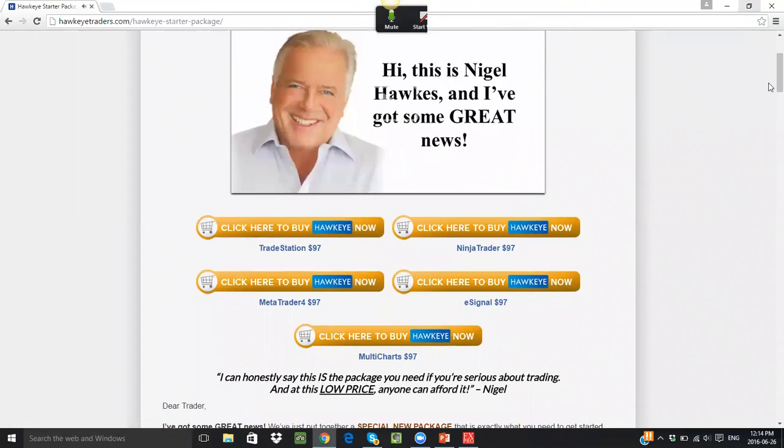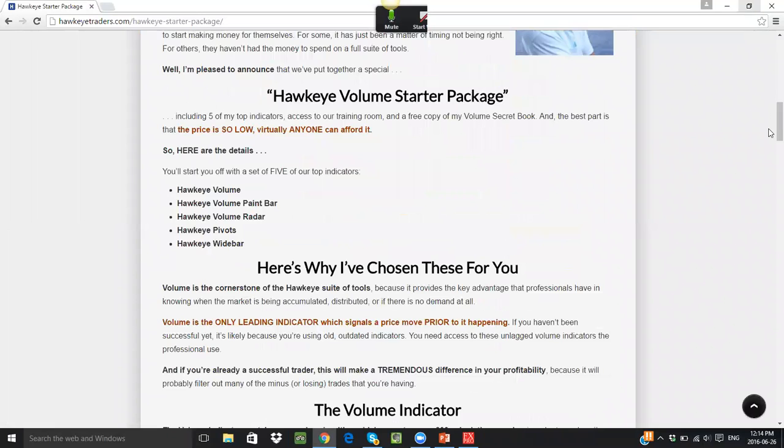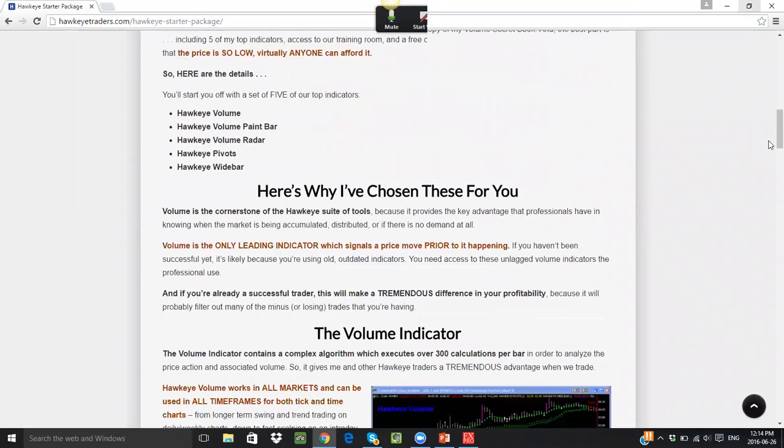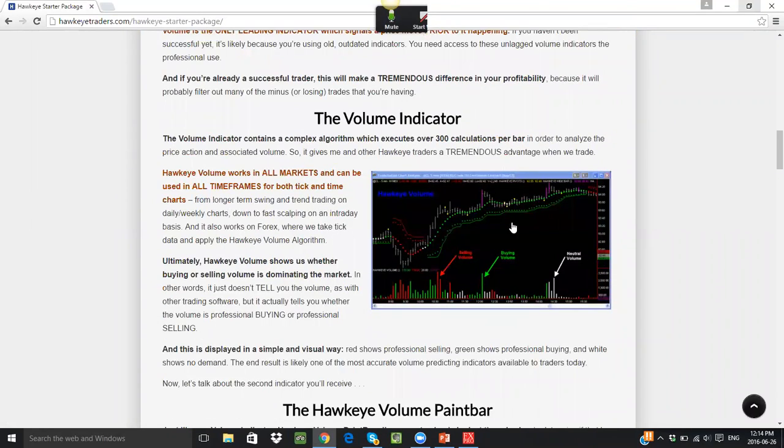So this is the website. It tells you about the volume indicator, what you get, and how this works. This is the template that they have. It basically shows you where the different, it kind of paints this thing which tells you that price is going up and all of that.